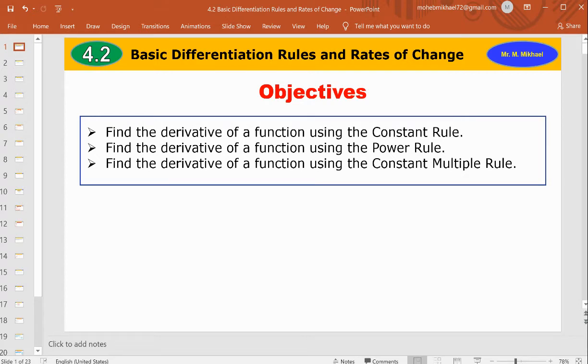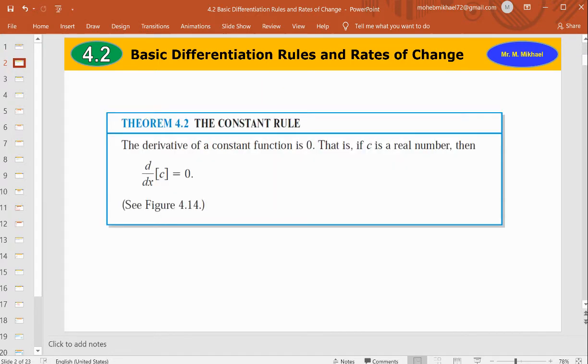Hello everybody, welcome to section 4.2, basic differentiation rules and rate of change. In this video you are going to learn about the derivative of a function using the constant rule, the power rule, and the constant multiple rule. They are all super easy. You'll enjoy these guys. Big names, but very easy concepts.